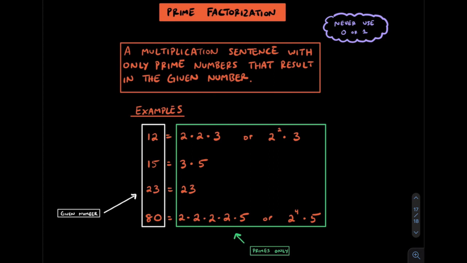Let's look at a few examples here. We'll start off with 12. If we look at the prime factorization of 12, it's 2 times 2 times 3. These are all prime numbers and they result in 12. If you want, you can use exponents to write it a little bit shorter. To show you how to get prime factorizations, we use a strategy called factor trees.